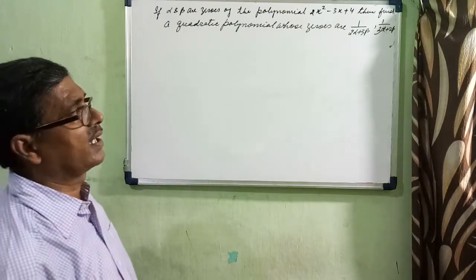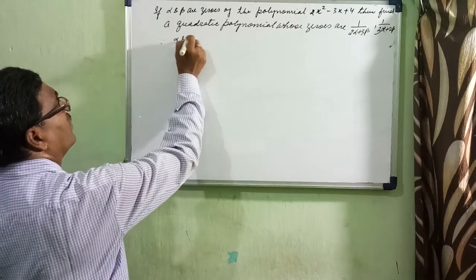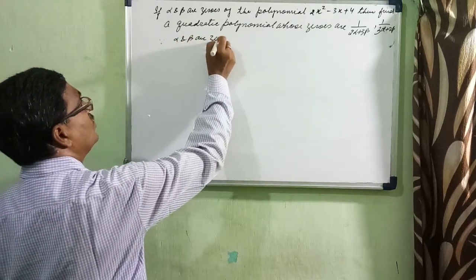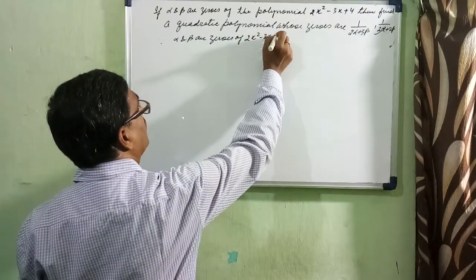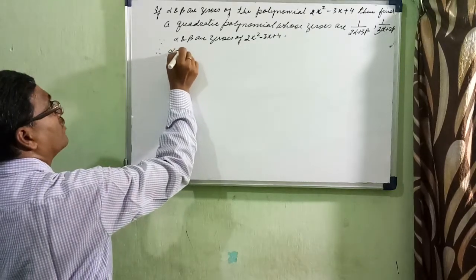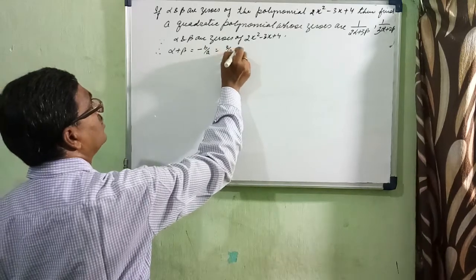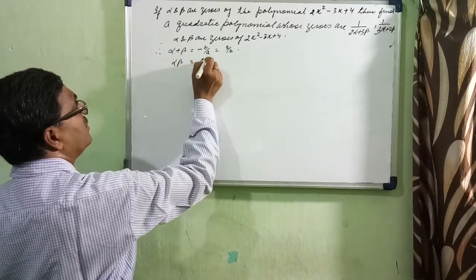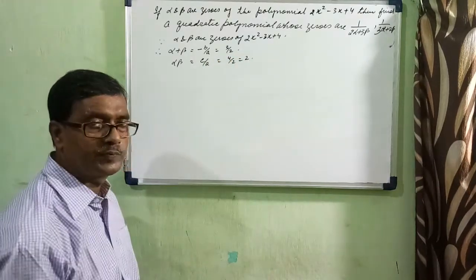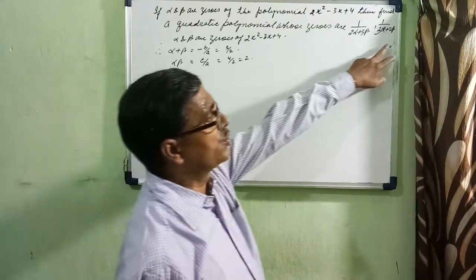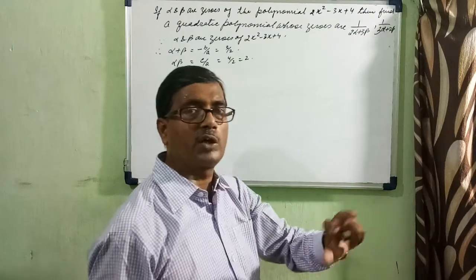In such cases, what shall we take? Look at it the same way. Since alpha and beta are zeros of 2x square minus 3x plus 4, therefore, can you say alpha plus beta is equal to minus b by a, that means 3 by 2, and alpha beta is equal to c by a, that means 4 by 2, that is 2. Now these are the given zeros, so you have to take into consideration to find out the sum of the given zeros, product of the given zeros.